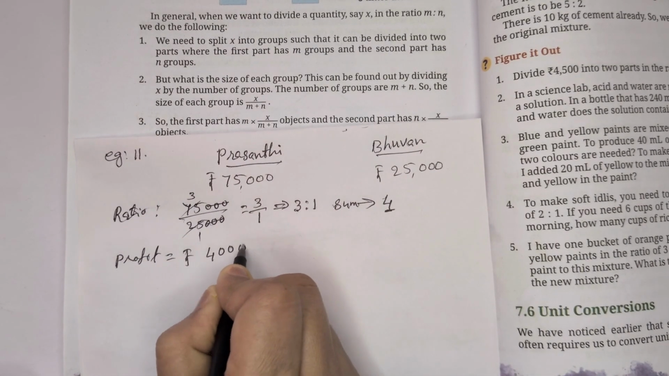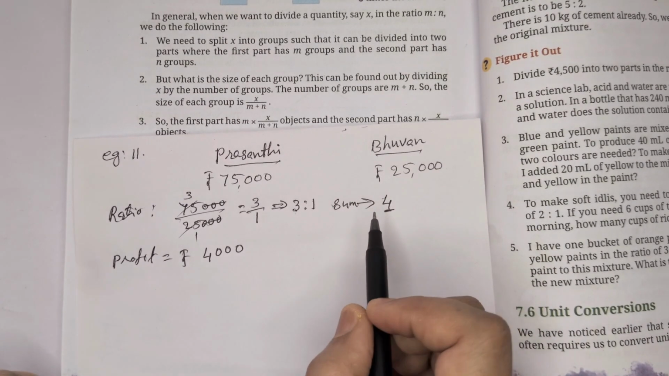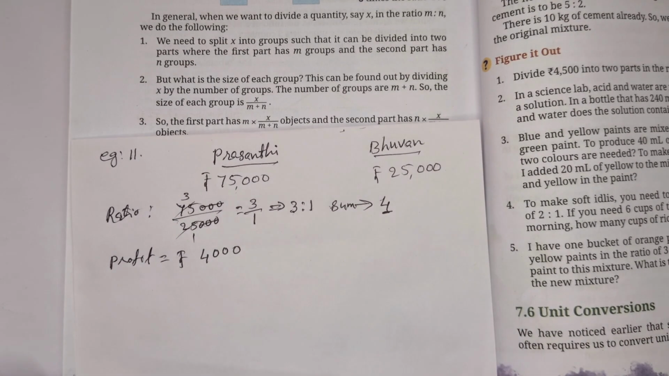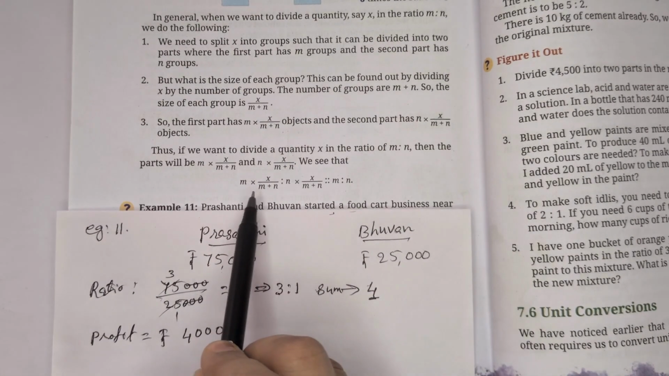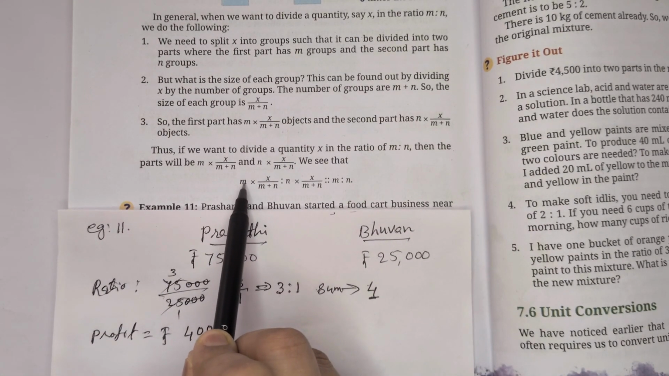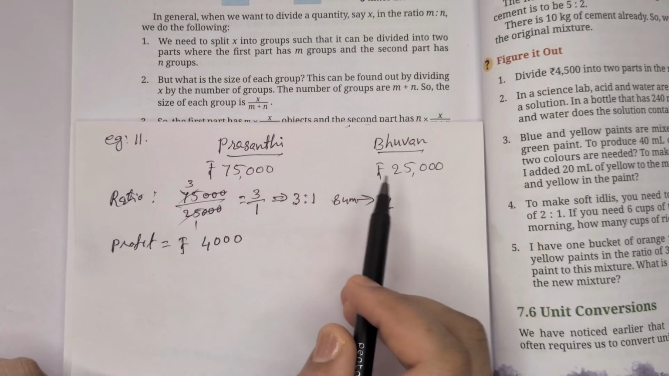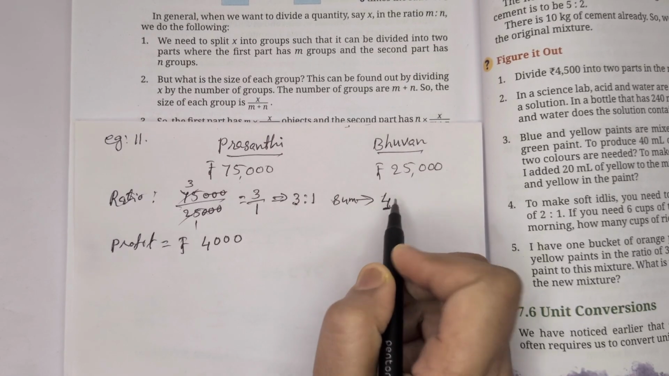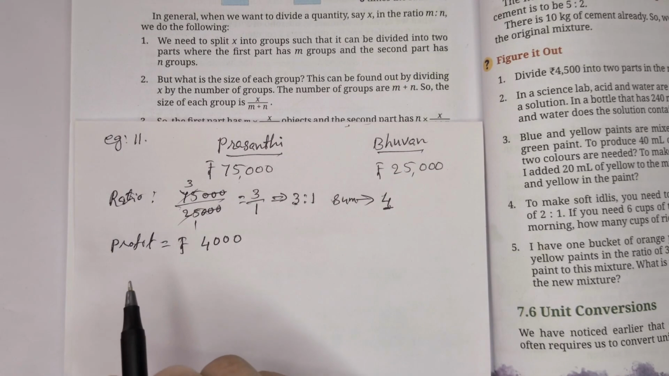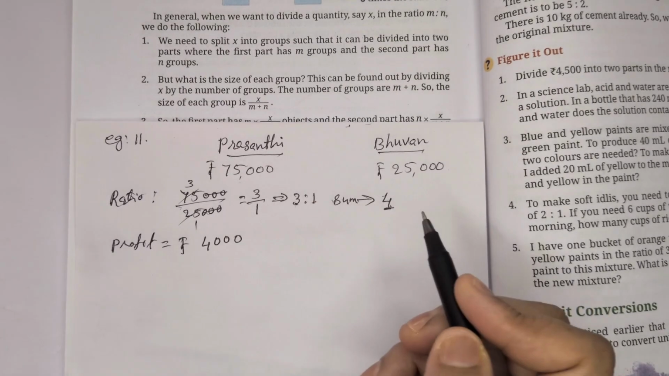And the same ratio they are following. So to find the ratio, the formula is given there. M is the first part, then total of the amount. So here we can do it easily. 3 part out of 4 that Prashanthi invested. 1 part out of 4 that is Bhuvan invested.